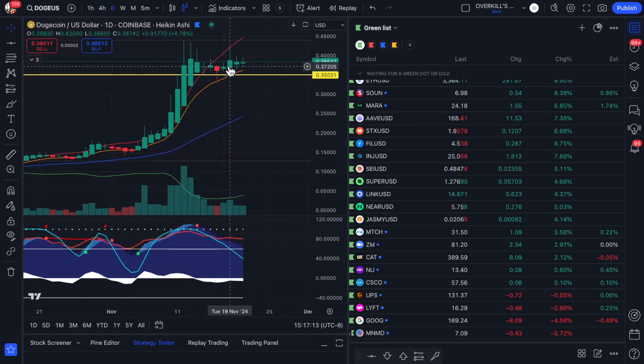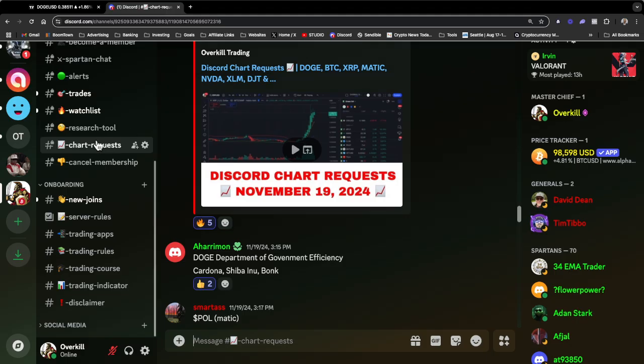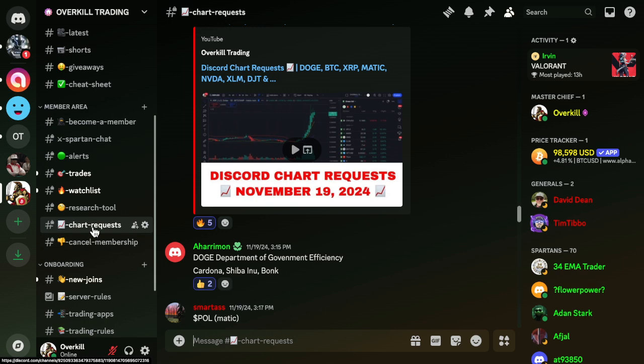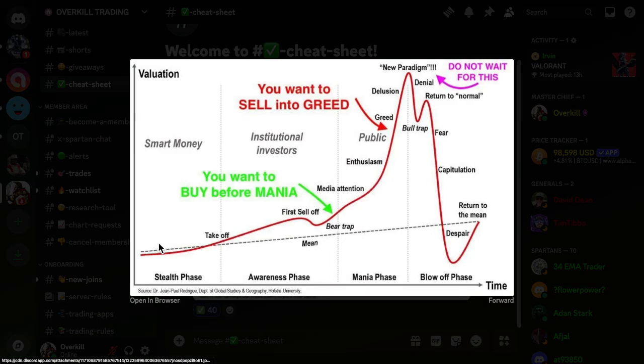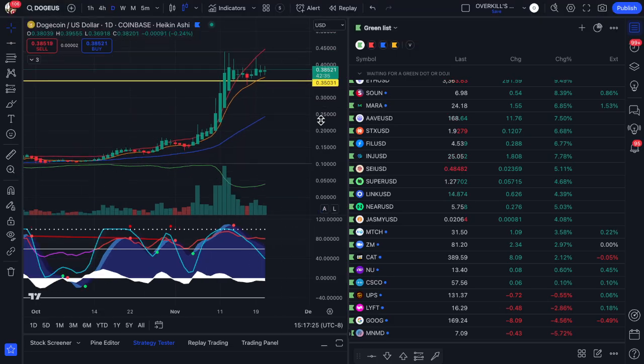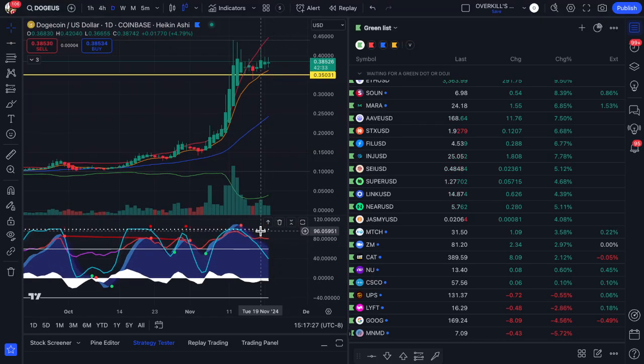But this is building a base right here above 35. Look at the cheat sheet. Come back over here to the cheat sheet again. Consolidation isn't a bad thing. We just have to wait to see where this thing breaks. And with the sentiment of the market right now, it's probably going to break up. So the green dot will be the confirmation.